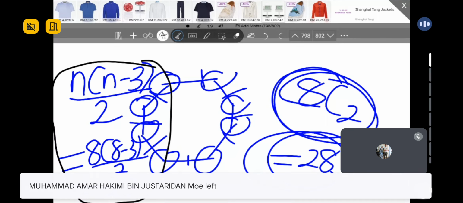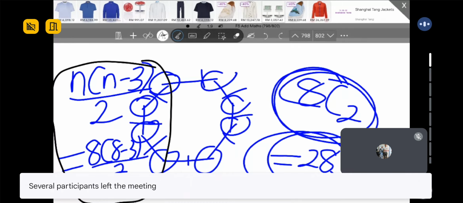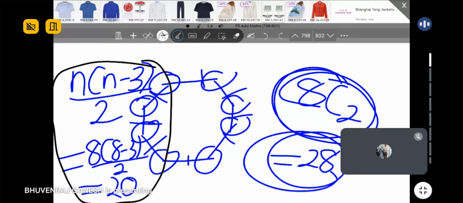So basically, a diagonal connects 2 vertices. Am I right? But the question is asking for the number of diagonals. So for the number of diagonals, we need to minus off 8 vertices, because a diagonal connects 2 vertices, right? 2 vertices, 1 diagonal. If you count everything, you actually connect 8 vertices in total. So we need to minus 8 so that we get the number of diagonals itself.